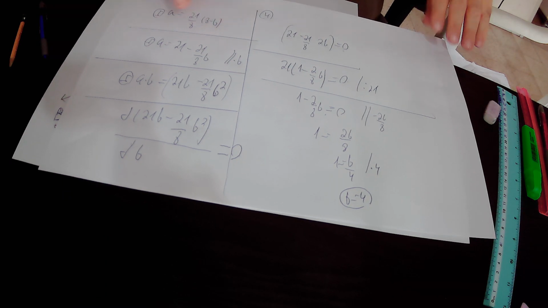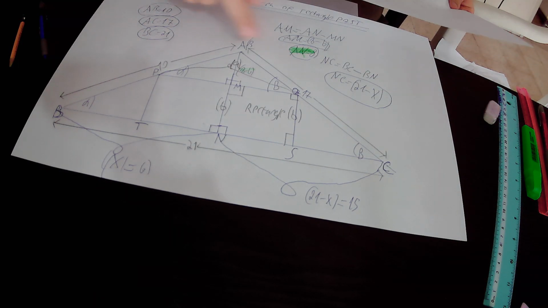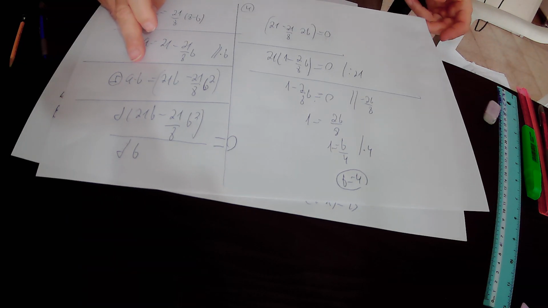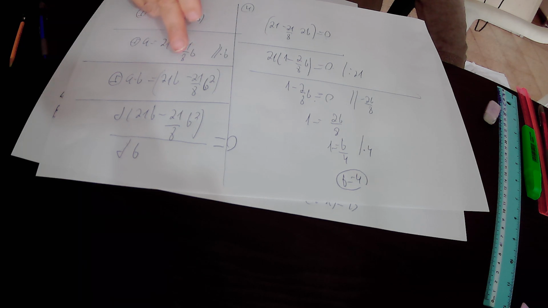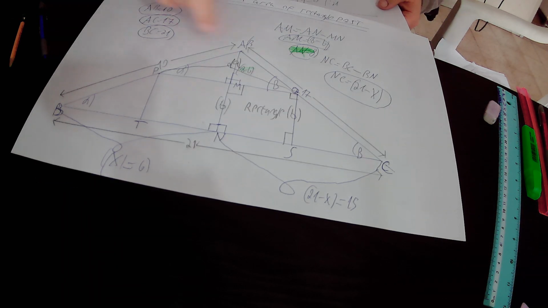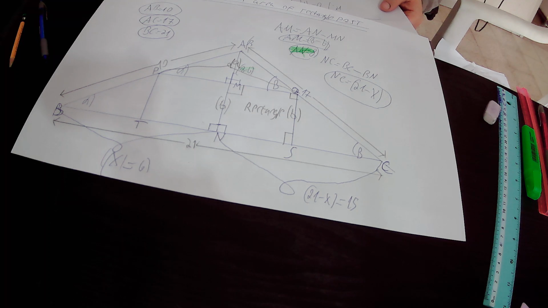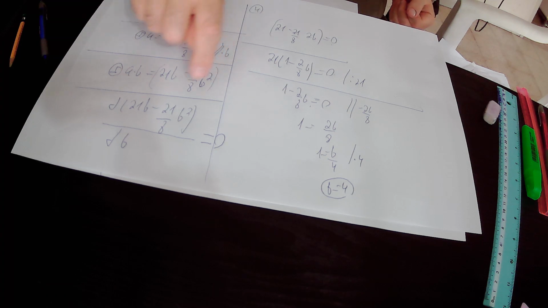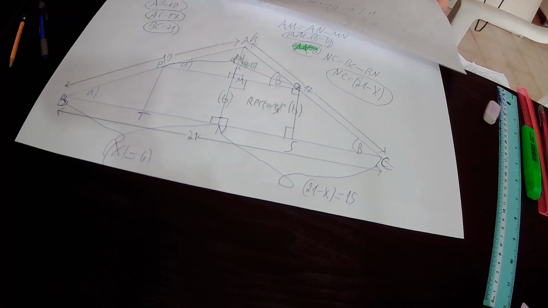Okay, so here we found that the area function of this rectangle PQST is A times B. The area equals 21B minus 21 over 8 times B squared. So the area depends on the width B. And our mission is to find the maximum area of this rectangle. That is to say, our mission is to find the maximum of this function, the area function of rectangle PQST.